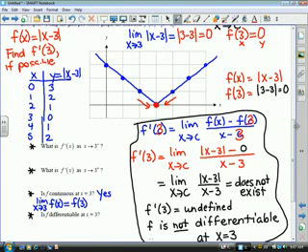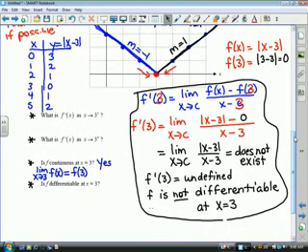Now you're going to hear me say this over and over again. The derivative tells you the slope of the tangent. The slope of the tangent tells you the derivative. What is the slope of that part of the graph? That slope is 0? 1, right? So what is the slope of this part of the graph? -1.